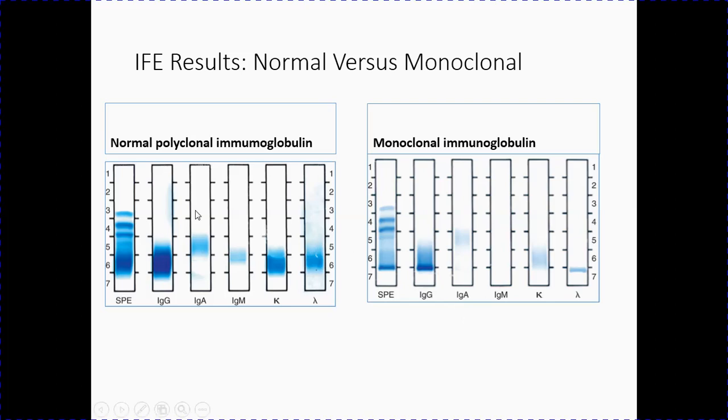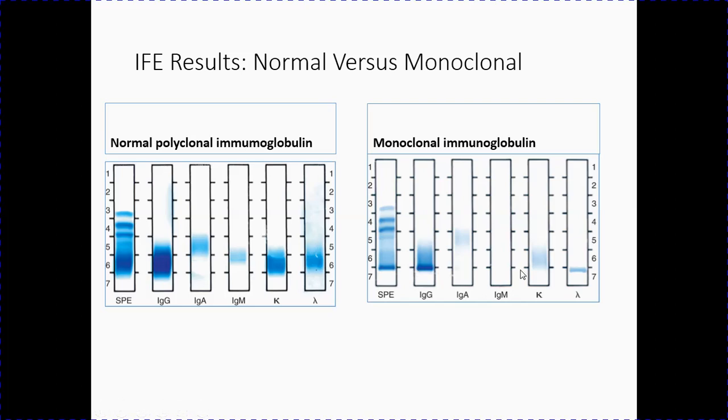Remember, on lane 1 is whole human serum, and this patient has normal polyclonal bands. You can see they're very diffuse. Look how broad the IgG is, right? Very diffuse. These are not really sharp bands, versus those of a monoclonal. You can see they have incredibly sharp bands.